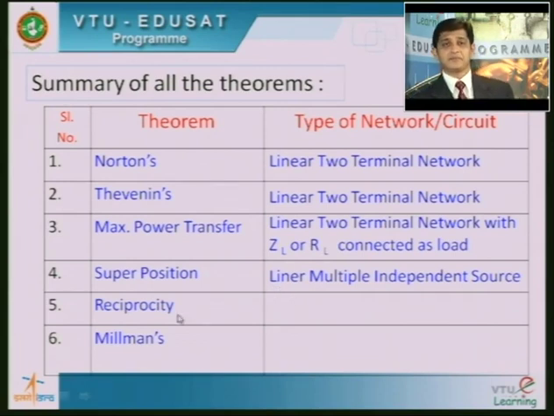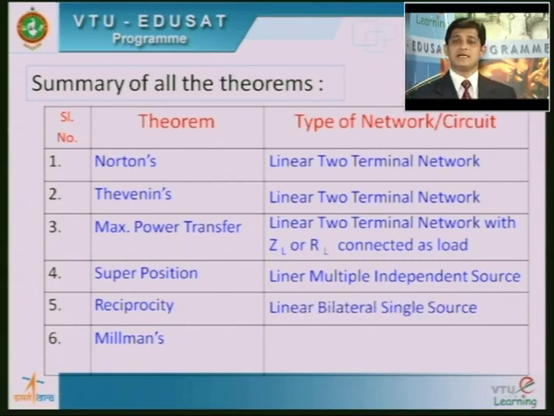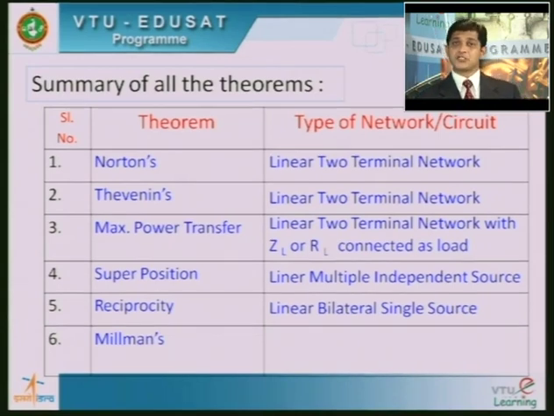In reciprocity, what type of network? Linear, bilateral, single source. All are linear circuits. Bilateral, because here we have to think of interchanging the excitation and response positions. If you interchange the positions of the excitation and response, there should not be any change in the response that we have. Such networks are called bilateral, and for the reciprocity theorem to be applicable, you need to have only one source. If it is only one source, then you can think of reciprocity.